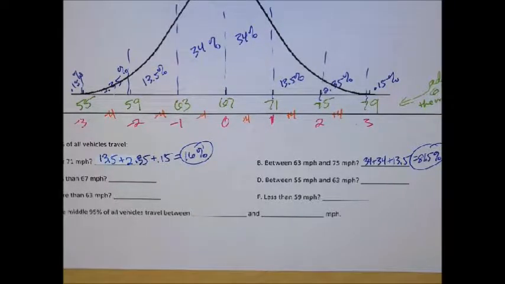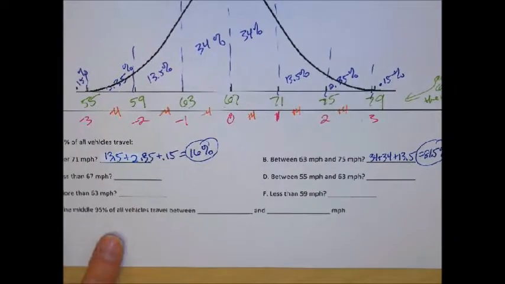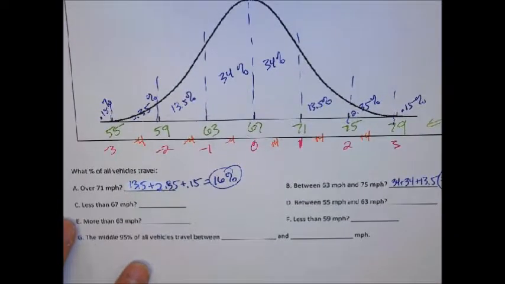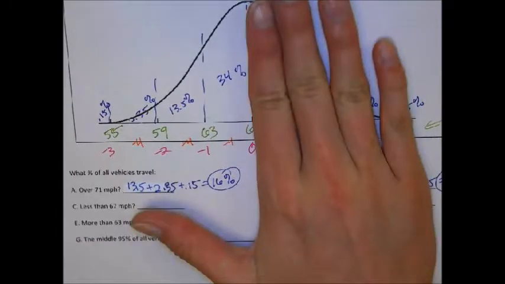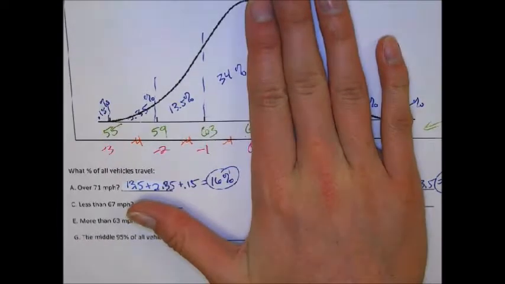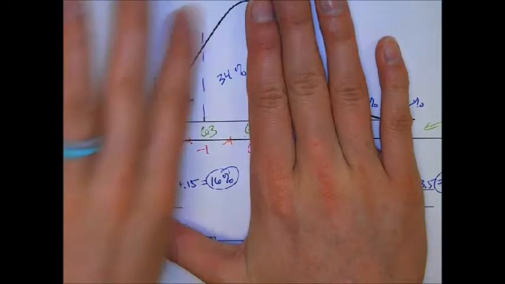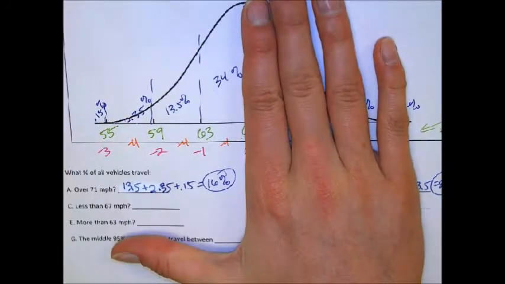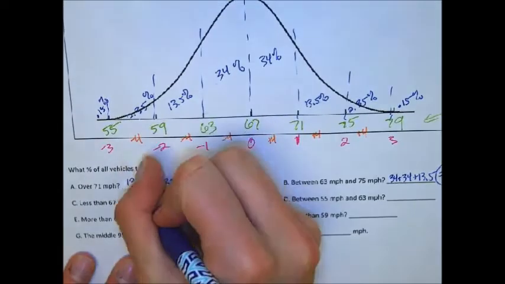Now that you've had time to try those, let's go ahead and look at them together. So less than 67. Well, here's 67. 67 is the mean. That's our 0. That means half of our data should be over here. So we should get 50%.